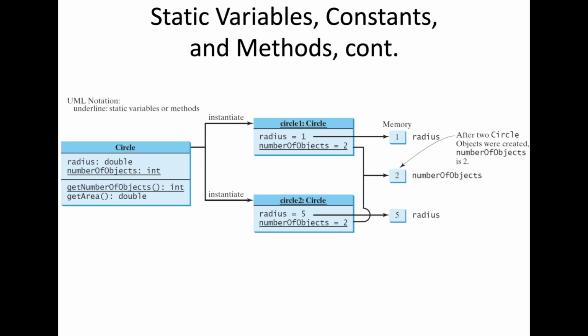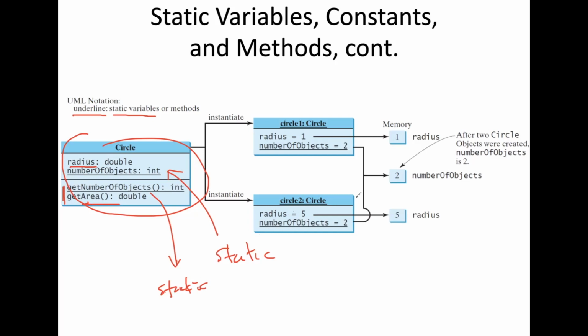Let's say you have a circle class. This is a UML representation of the circle class. We use underlines to indicate static variables or methods. So Circle has a radius field as well as a number of objects field. This field, number of objects, is static. So is the method section, where getArea is an instance method. However, getNumberOfObjects is a static method.